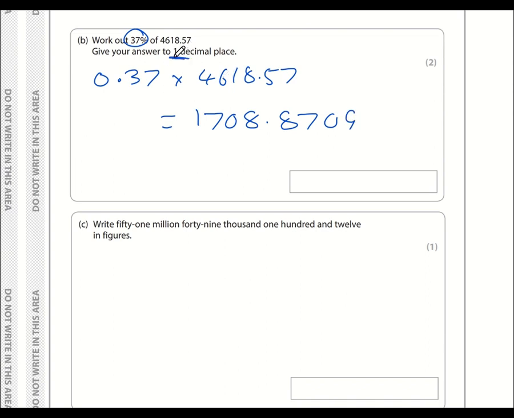1708.8709, but we want to give the answer to 1 decimal place, so we're interested in the second decimal place. Everything beyond that we can completely ignore. Now if this number is 5 or more, which it is, then the column to the left will move up by 1, so this 8 will become a 9, so 1708.9.